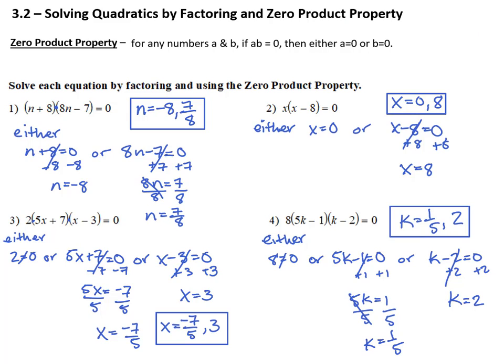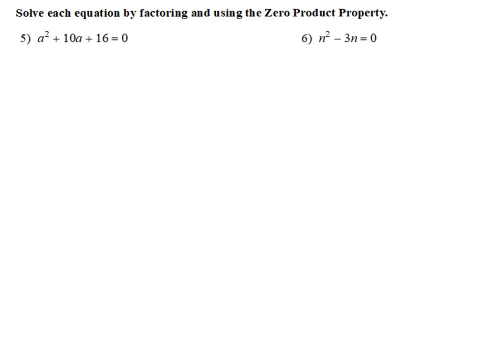Okay, let's try some more examples here. Same direction, solve each equation by factoring and using the zero product property. But this time they're not already factored for us, so we need to go back and remember how to do our x factors. So let's see, it's already set equal to 0, which is good. That's a condition I want. And I want my a squared to be positive, which it is. There's a positive 1 in front of it. So now we can go to set up our parentheses and go to our x factor.